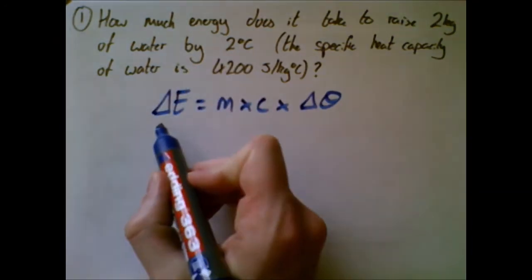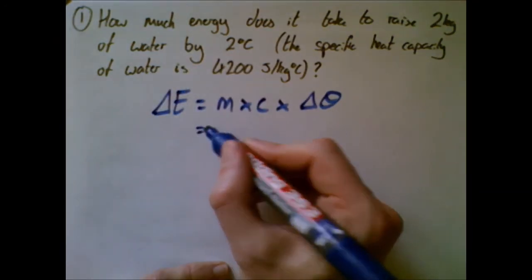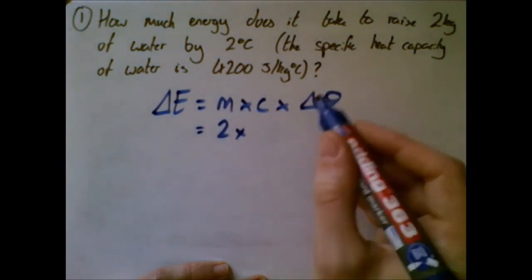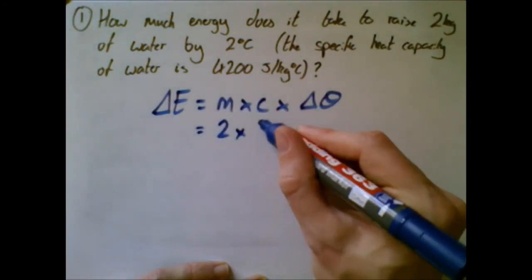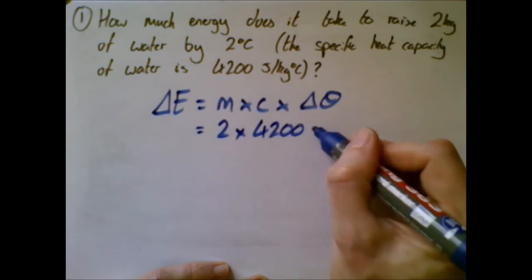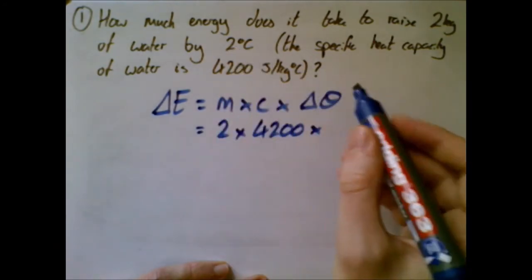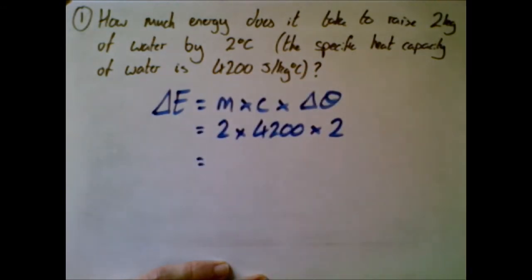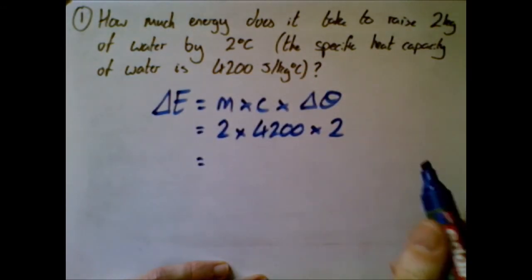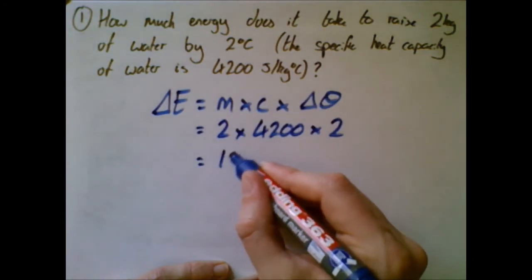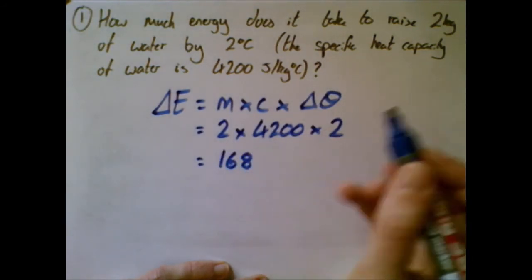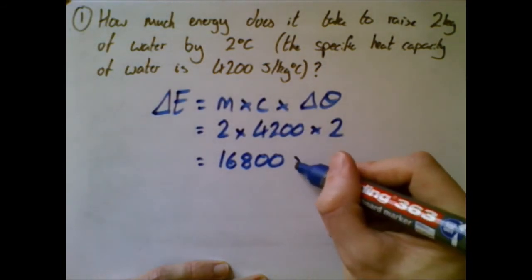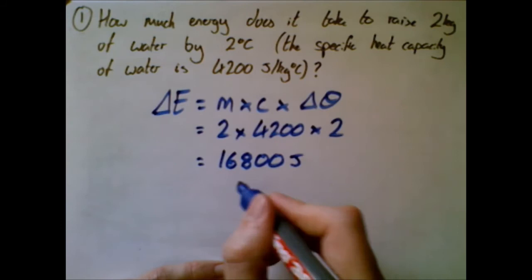Okay, energy is what we're trying to work out. So delta E is what we're trying to find. Okay, mass is 2 times C, specific heat capacity. So that's 4,200. Multiplied by delta theta, that's the change in temperature. There it is, 2 degrees. So we've got 2 times 4,200 times 2. Which, unless I've forgotten how to do maths, is 16,800 joules. Okay, and there is our answer then.